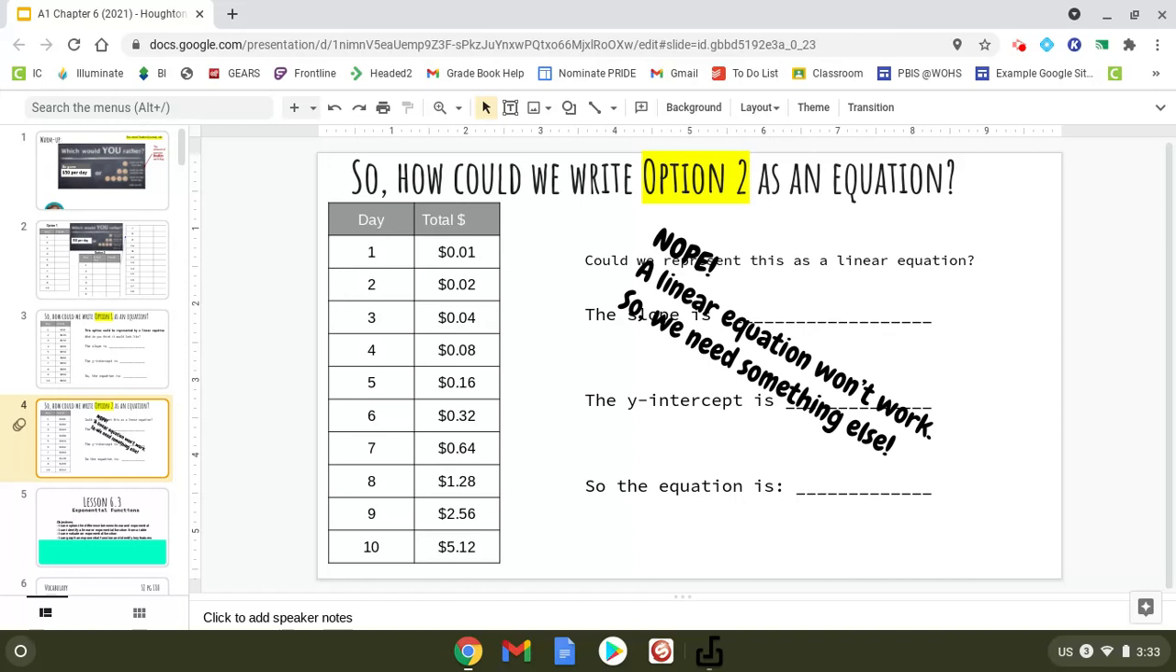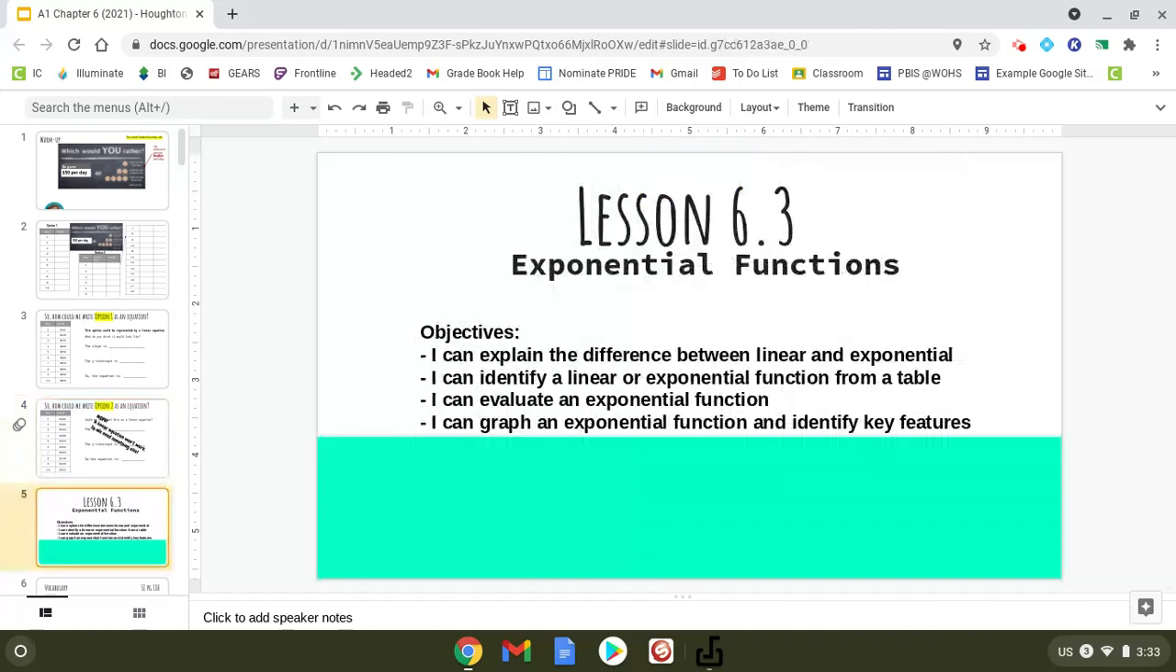So hopefully you picked option 2, because that will end up giving you way more money as the days go on than doing the $50 a day. But either one's a great situation. Free money's free money. So lesson 6.3, we're going to look at what's the difference between linear and exponential, so 2 different function forms. We're going to talk about how you can identify each one using a table. We'll talk about evaluating, and then we're also going to end with graphing and then features.